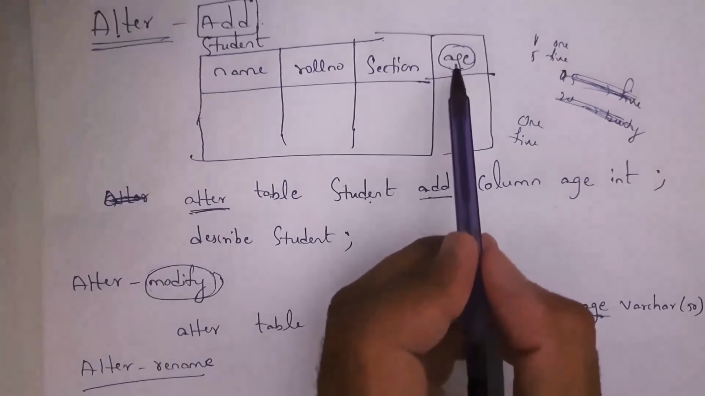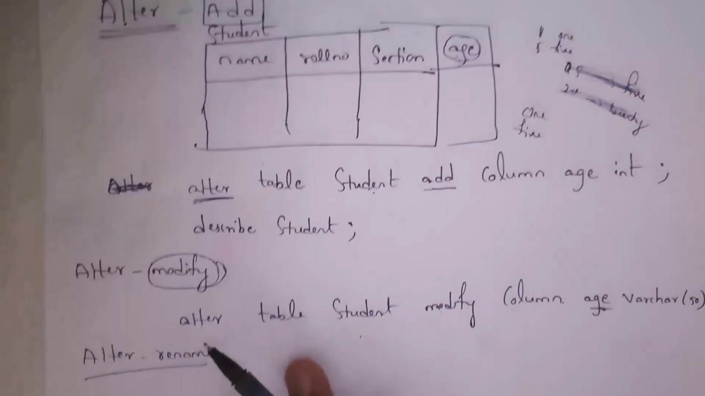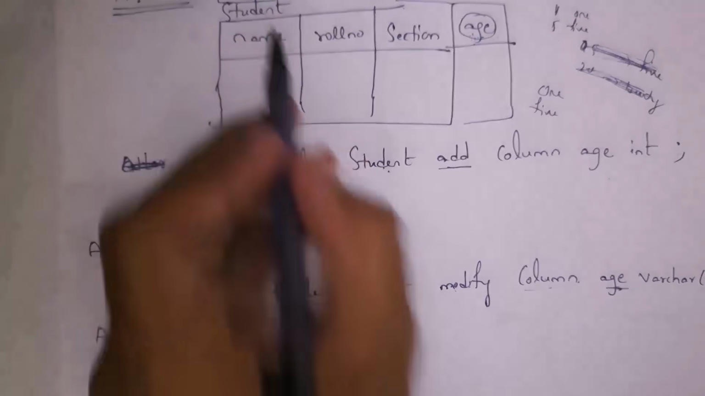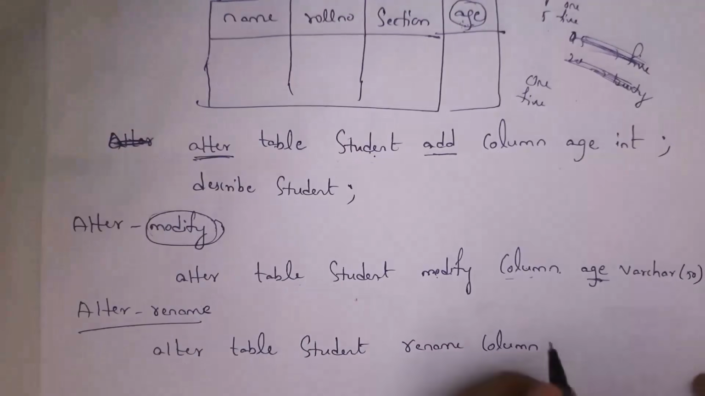My column name is age. Now I want to change this column name to my age. For that purpose we need to use alter rename. So for that purpose you need to write alter table, table name is student, rename column, my old column name is age.